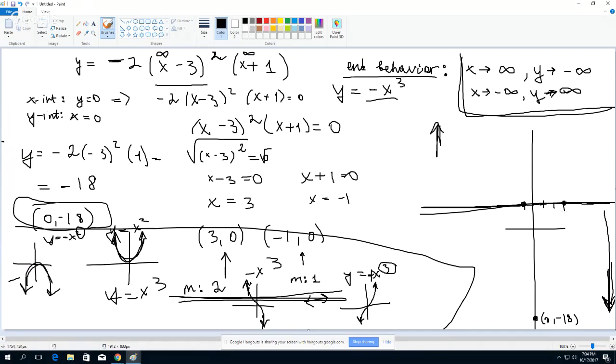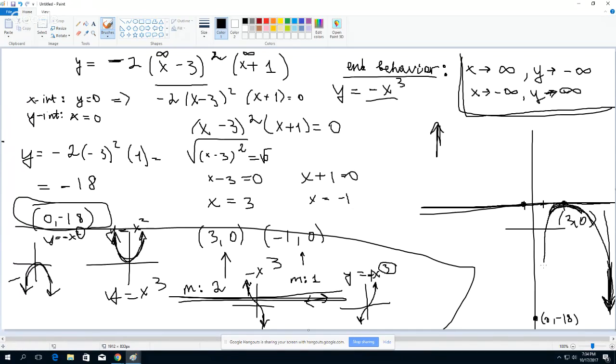So let's see what we have in our case. This one is 3 and 0. 3 has a multiplicity of 2, meaning that it should bounce, right? And we see that the end behavior here is going that way. So it bounces off the x-axis here.